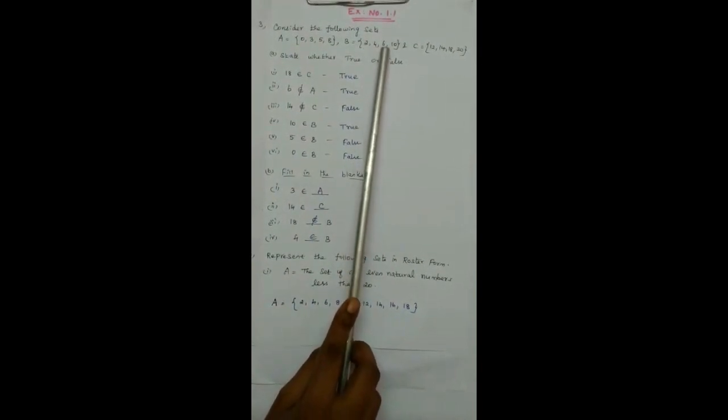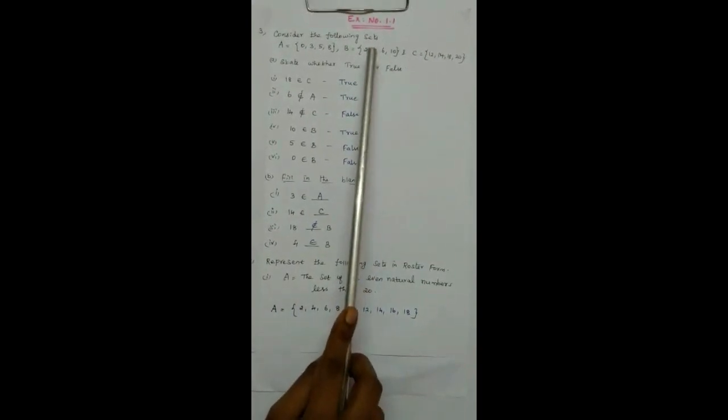Third one, 18 dash B. We have to check whether 18 is an element of the set B or not. 18 is not an element of the set B. Therefore, 18 does not belong to B. Fourth one, 4 dash B. Let me check whether 4 is an element of the set B or not. 4 is an element of the set B. Therefore, 4 belongs to B. Move on to the next question.